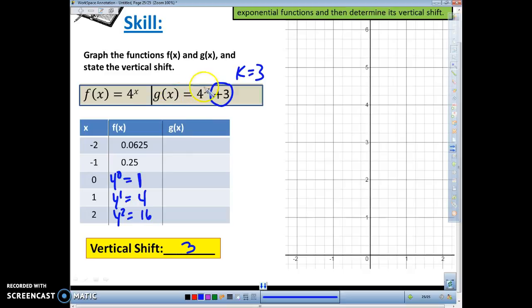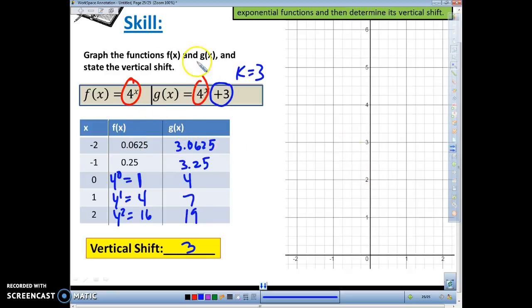Now g of x, it's the same thing. I'm going to switch to red because I've already used blue. You see that 4 to the x is the same, but for g of x we just tacked on 3. So it's the same values, but we just add 3. So wouldn't g of negative 2 be 3.0625? And wouldn't g of negative 1 be 3.25? It's as easy as that. 1 plus 3 is 4. 4 plus 3, 7. 16 plus 3, 19. This is f of x, this is g of x.